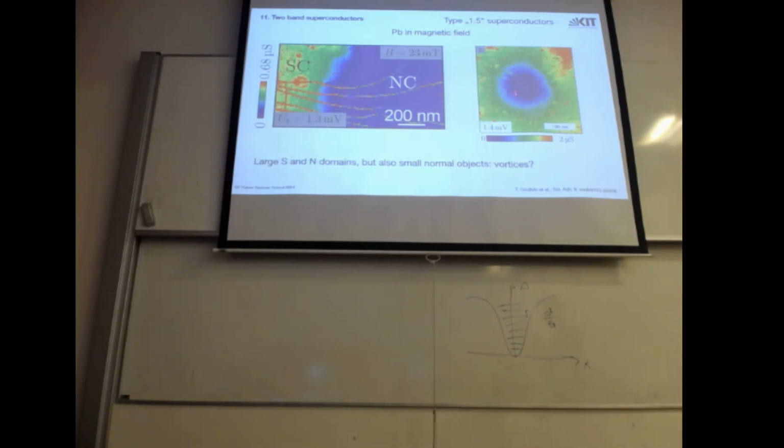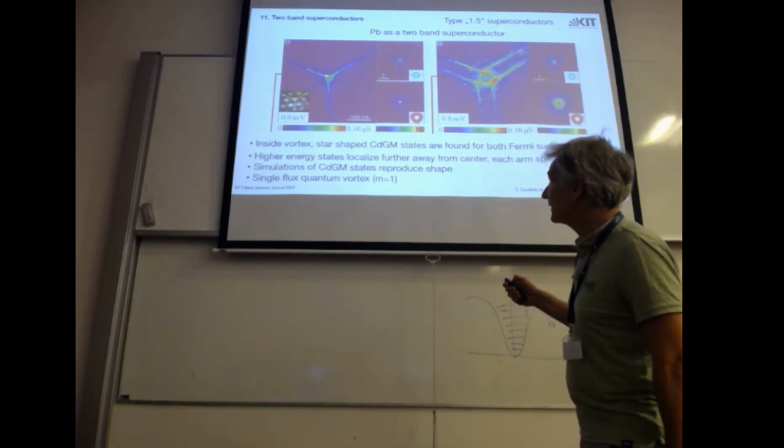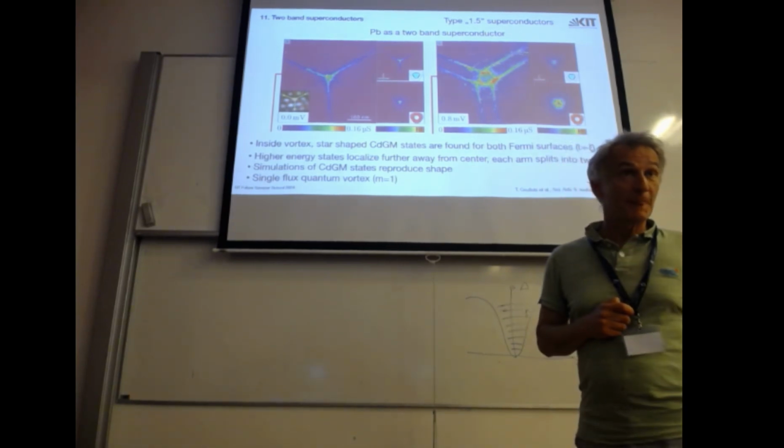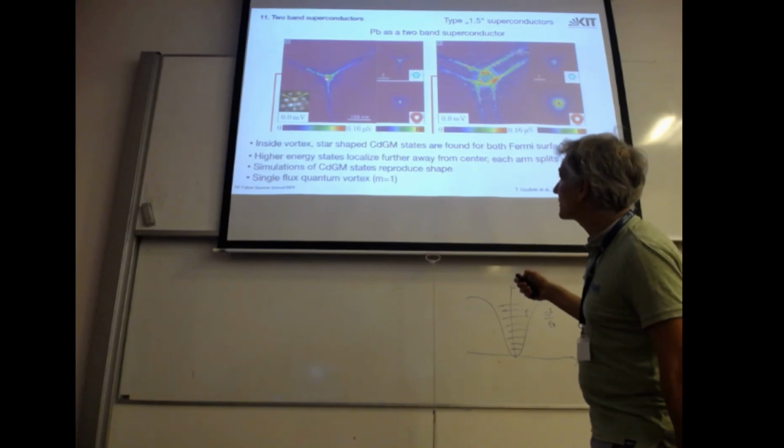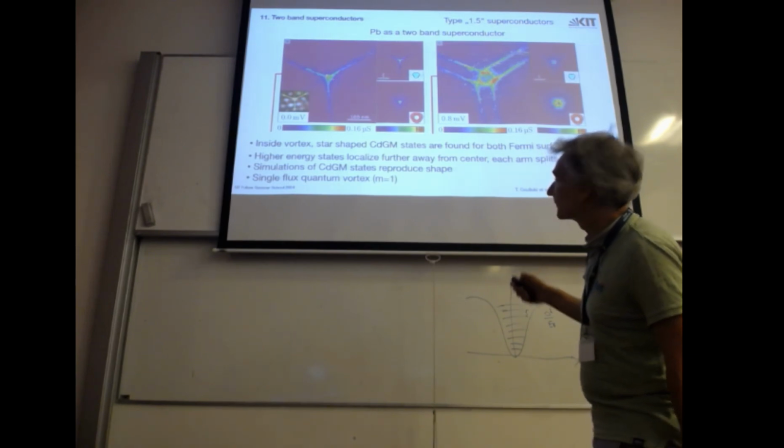But we also find these things, about 100 nanometers in size. This looks pretty much like a vortex, which should not be there in type 1. But we have a two-band situation, and we are at very low temperatures, so this window opens for other phases. We can look at these bound states, Caroli-de Gennes states. What we do now is local spectroscopy inside the superconducting gap. And we see this star. If you look closely, you see another star here.